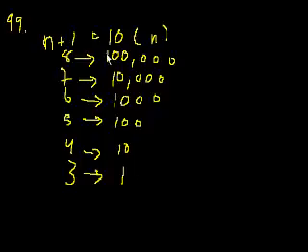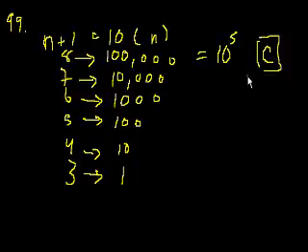Oh, yeah, I got this. It is 100,000, which is 10 to the 5th, right? 10 to the 5th power, 5 zeros. So that is choice C. Confusing myself unnecessarily.